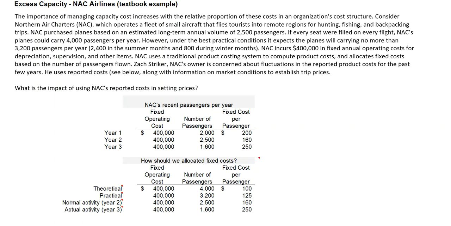Here's our reported product cost for the last several years. In year one, NAC flew 2,000 passengers, resulting in a fixed cost per passenger of $200. In the second year, they flew 2,500 passengers. The higher level of volume resulted in a lower fixed cost per passenger of $160. In the most recent year, they only flew 1,600 passengers, resulting in a fixed cost per passenger of $250.